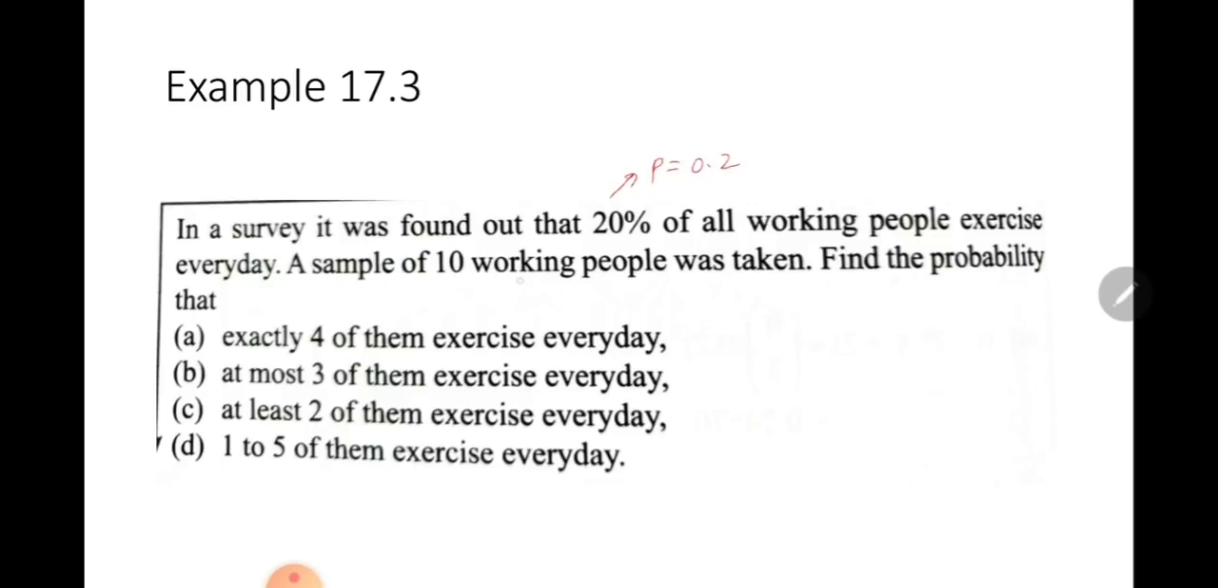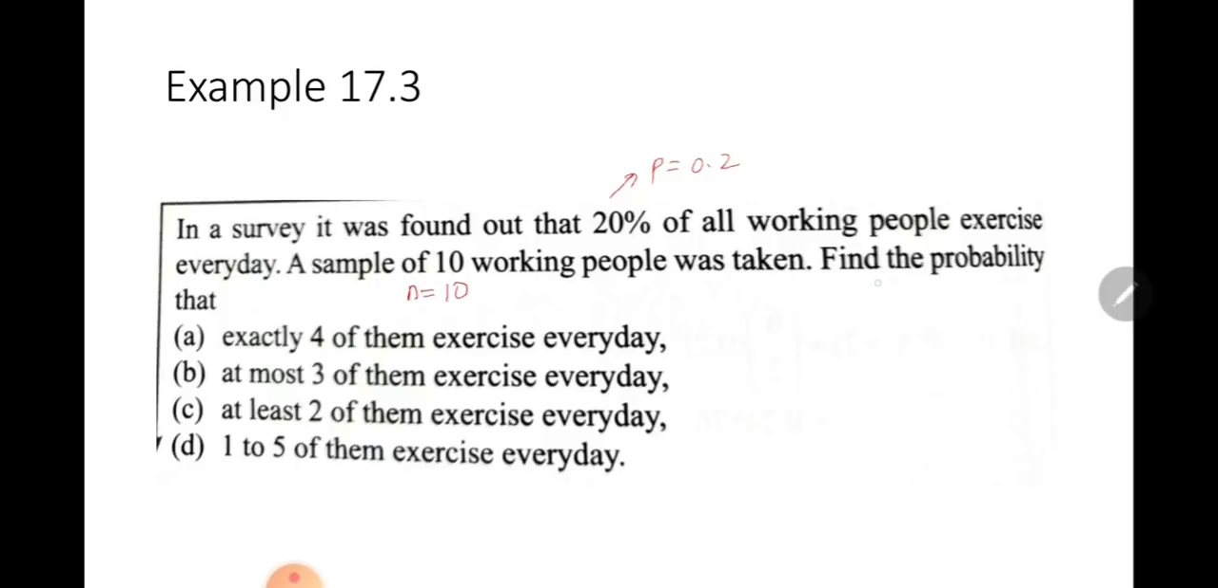A sample of 10 working people. So meaning that you find one person and ask them, do you exercise every day or not? Okay, so they say whether they exercise or not. So you do the same thing. It's 10 independent trials. 10 different people that you ask the same thing, whether you exercise or not. So basically you have your n equals to 10.